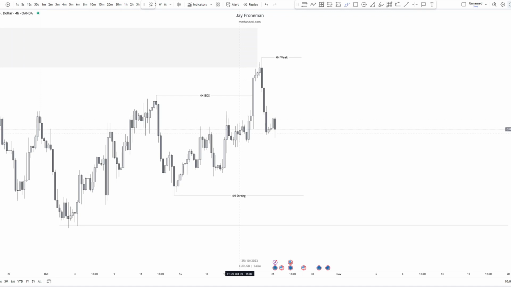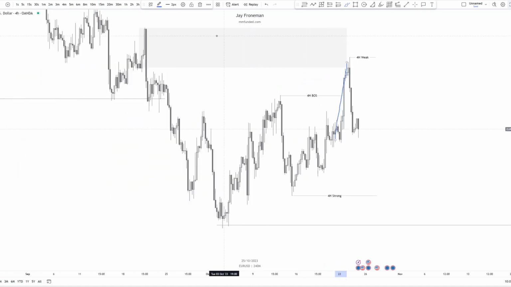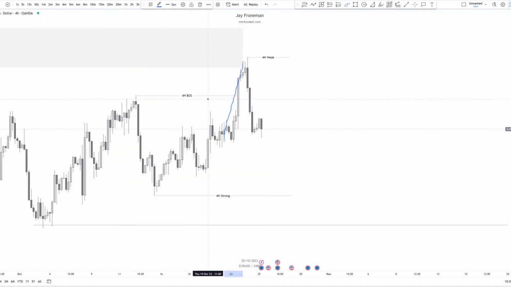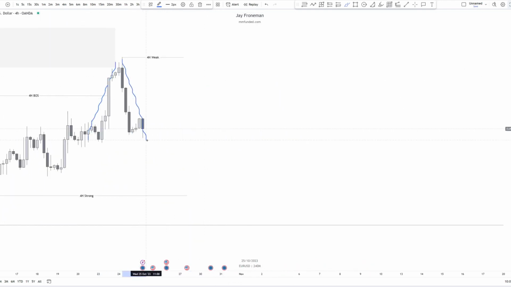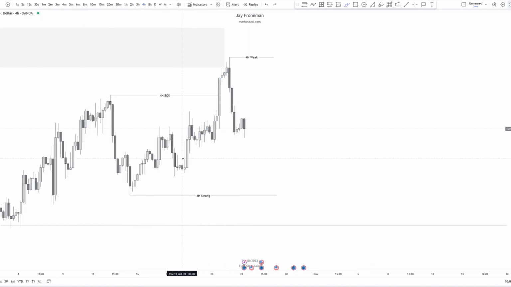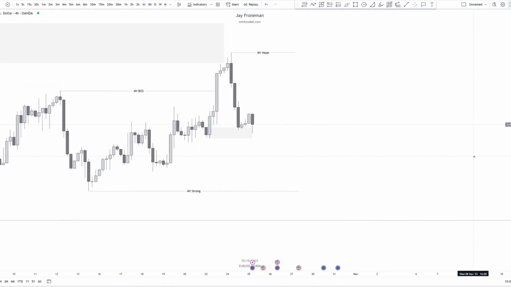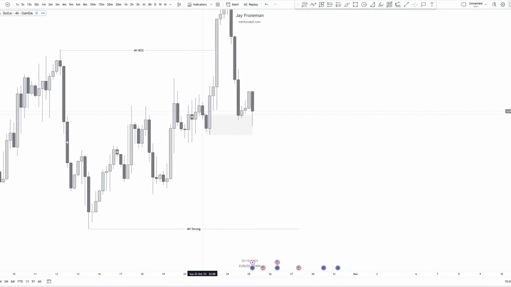In this scenario, we had that 4-hour break of structure to the upside, that mitigation into the older daily supply, which then is starting to cater for that 4-hour pullback, which we look to fulfill areas of demand before continuing to target those expectational weak highs. Okay, so price has now mitigated this area of 4-hour demand.